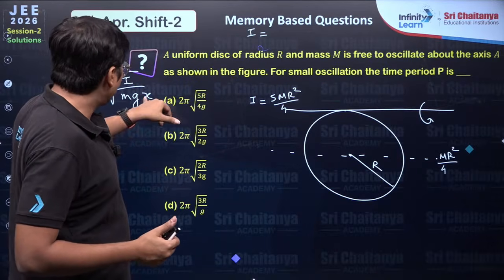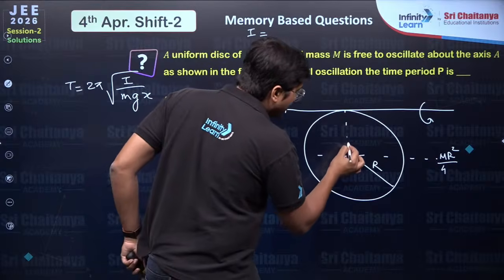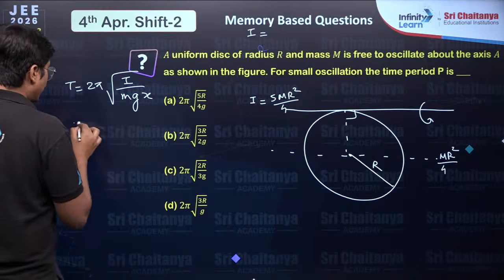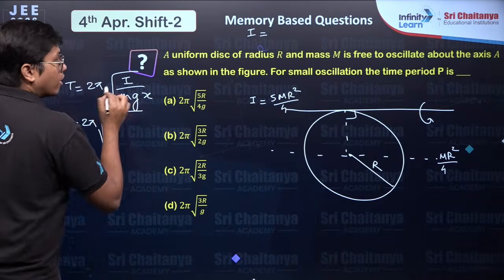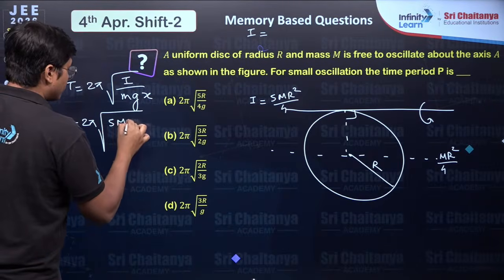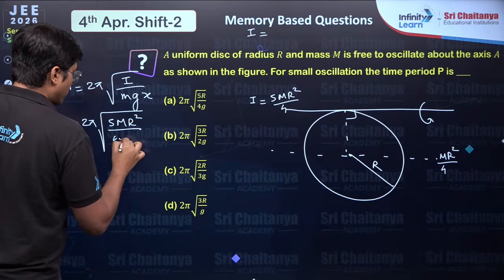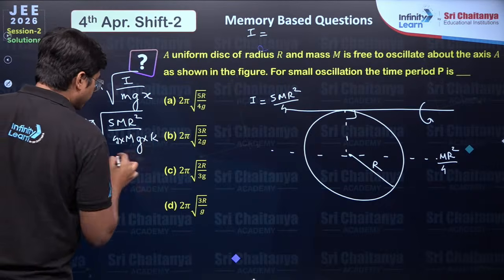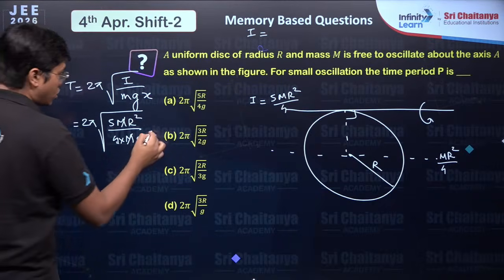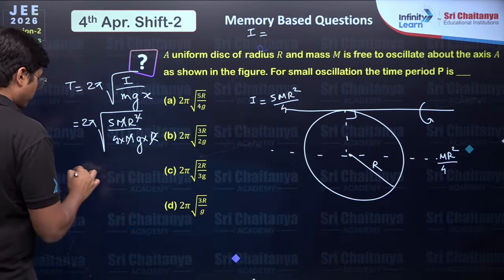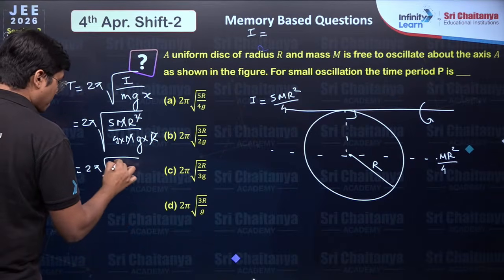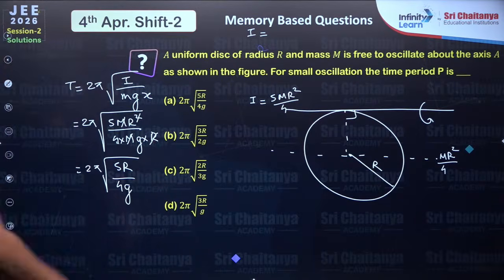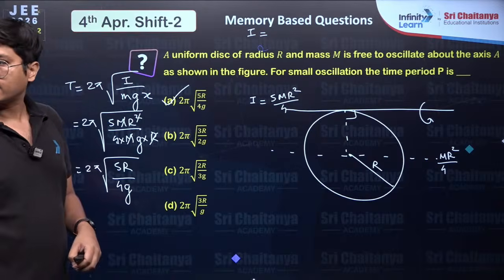What is my x? The perpendicular distance of the center of mass from the axis is r. So we put it in there. I is 5 mr square by 4, m g, x is r. Take the m out, one of the r's out. So I have 2 pi root 5r by 4g. Do I have an option? Yes, option A. That is the correct answer.